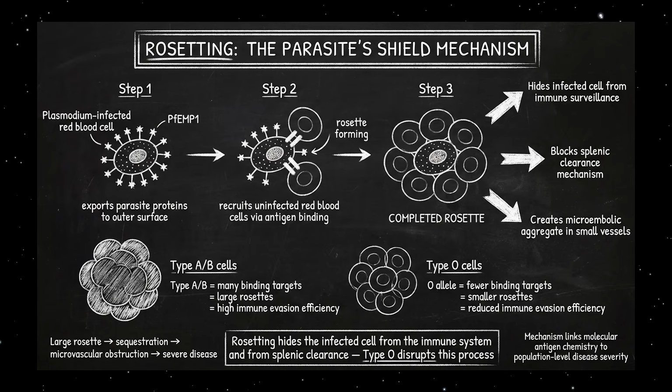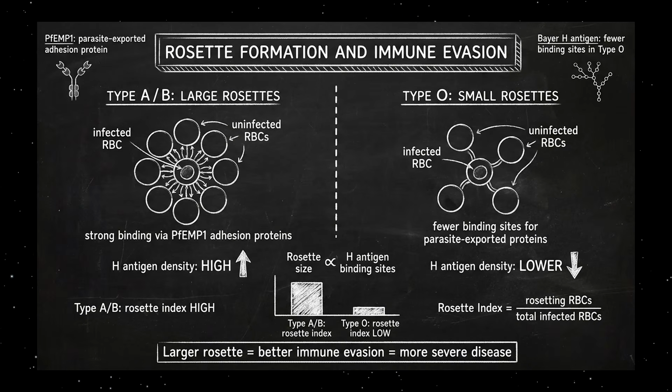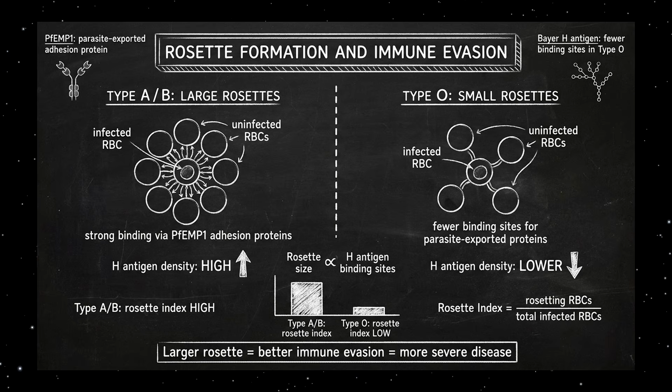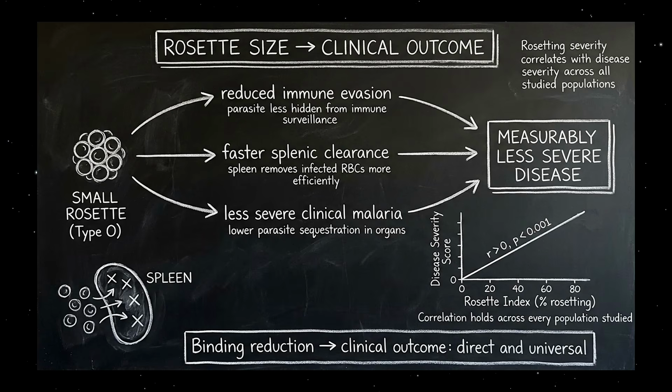Rosetting is the process by which an infected cell recruits uninfected cells to cluster around it, forming a protective shield that hides the infected cell from the immune system and from splenic clearance. Larger rosettes mean better immune evasion and more severe disease. Type O cells form smaller rosettes because the bare H antigen provides fewer binding sites for the parasite-exported adhesion proteins. Smaller rosettes mean less immune evasion, faster splenic clearance of infected cells, and measurably less severe malaria. The binding reduction translates directly to clinical outcomes because rosetting severity correlates with disease severity across every population studied.